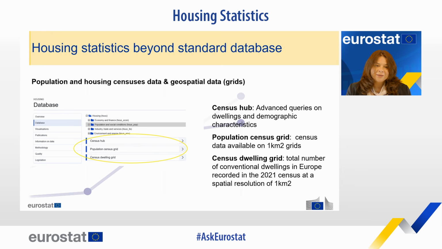When we go back to the web page, we have information regarding Census Hub Advanced, where we can make advanced queries on dwellings and demographic characteristics. The Population Census Grid provides information on data available at 1 square kilometer grids. And we also have Census Dwelling Grid data, where the total number of conventional dwellings in Europe is recorded in the 2021 census at a spatial resolution of 1 square kilometer.